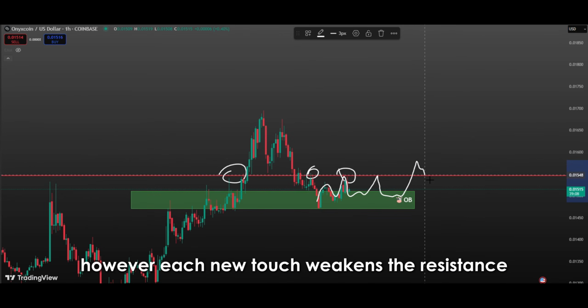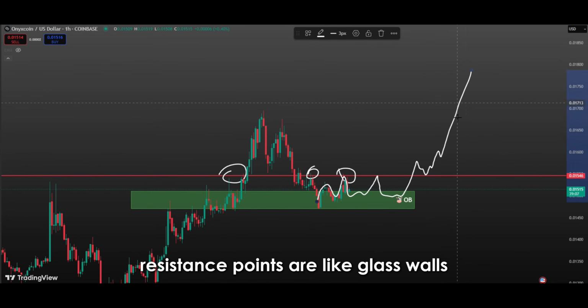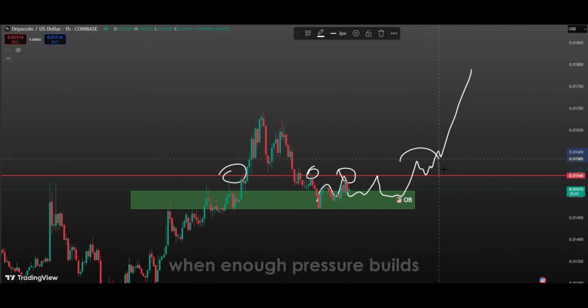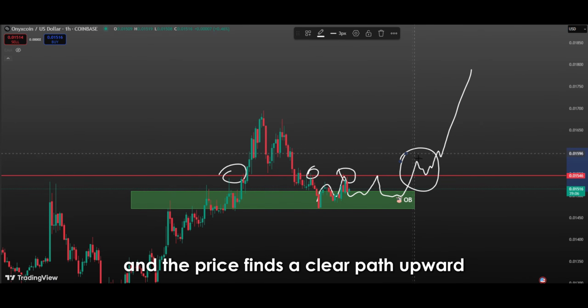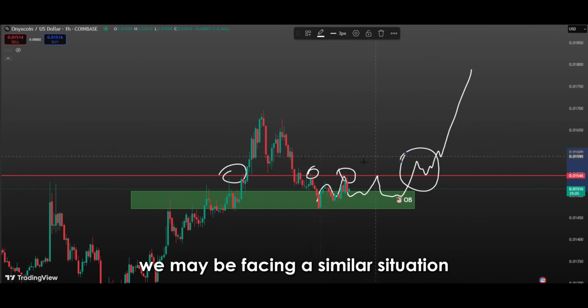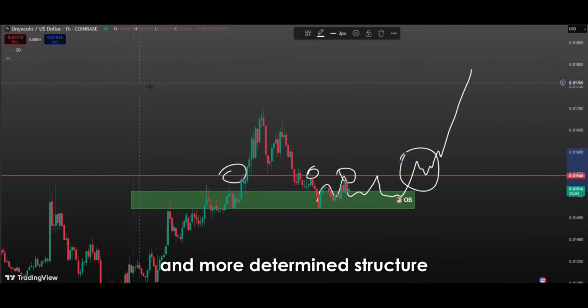However, each new touch weakens the resistance. Resistance points are like glass walls. Each touch creates a crack. When enough pressure builds, that glass wall breaks, and the price finds a clear path upward. We may be facing a similar situation now. The price is testing this level again, and this time it may do so with a stronger and more determined structure.